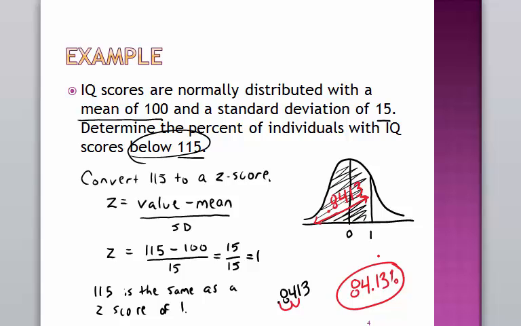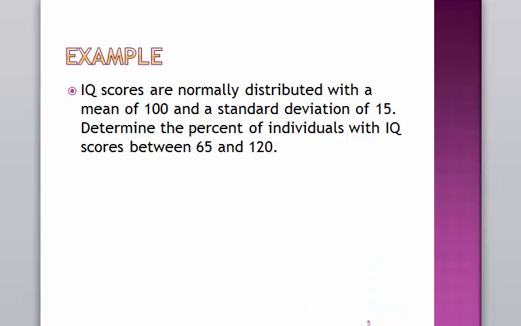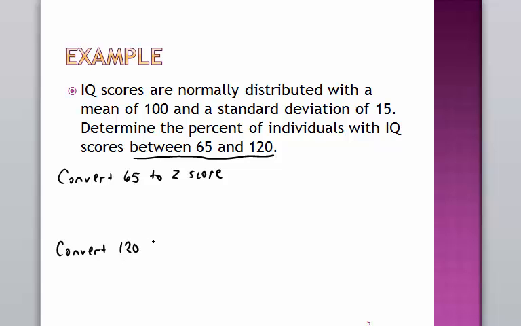Okay, let's move on to the second part of this example. We have exactly the same problem. Mean of 100, standard deviation of 15. We want to determine the percent of individuals with IQ scores between 65 and 120. Now, on this problem, we have 2 calculations to do. We're going to need to convert the 65 to a z-score, and we're also going to need to convert the 120 to a z-score.